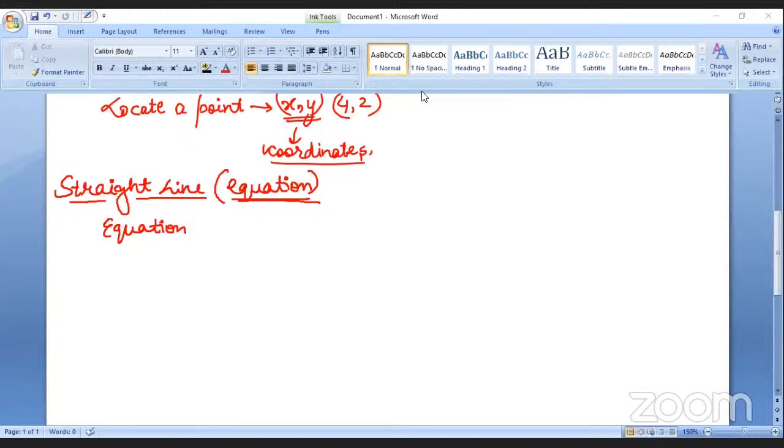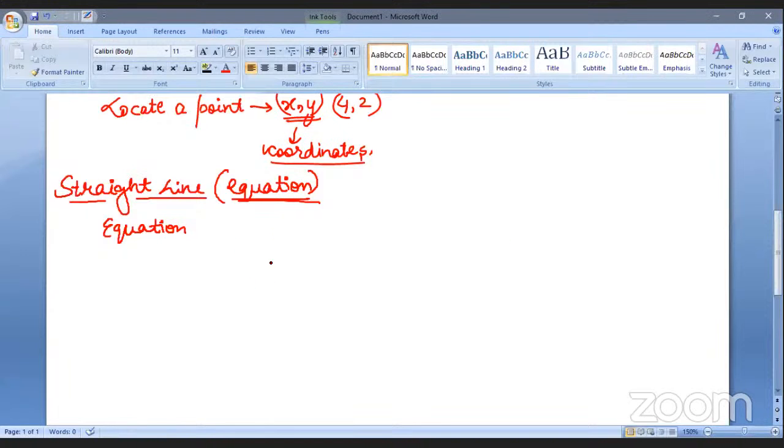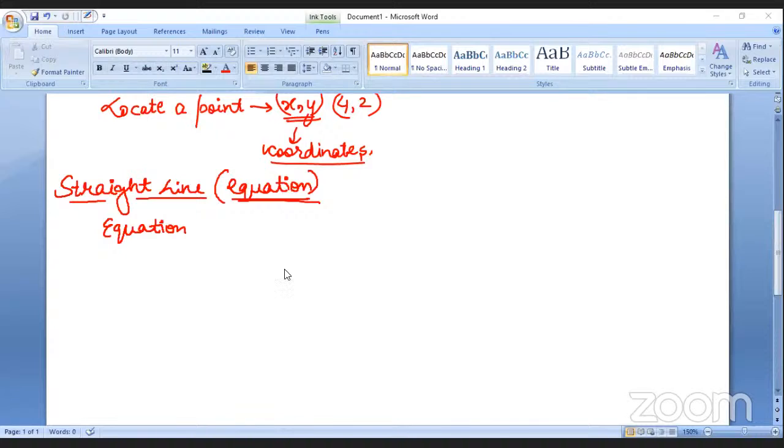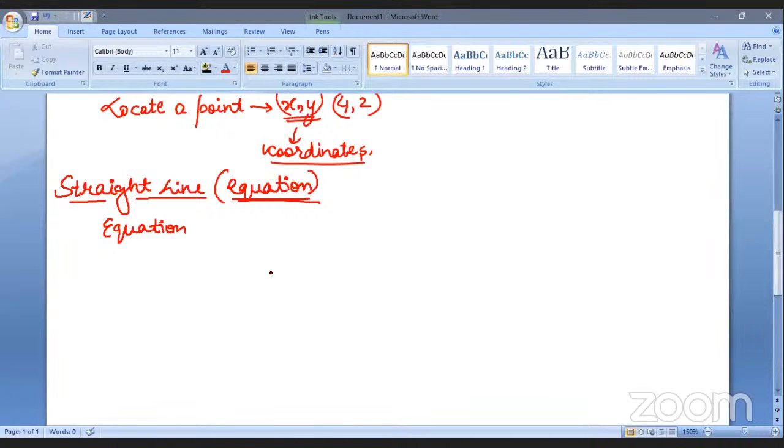I'm sorry, I'm not able to get you. X and Y axis. This was the question that you asked before, so I tried to answer it in the chat box. Okay, all right. Okay, one more is there. Mx plus c. Okay.